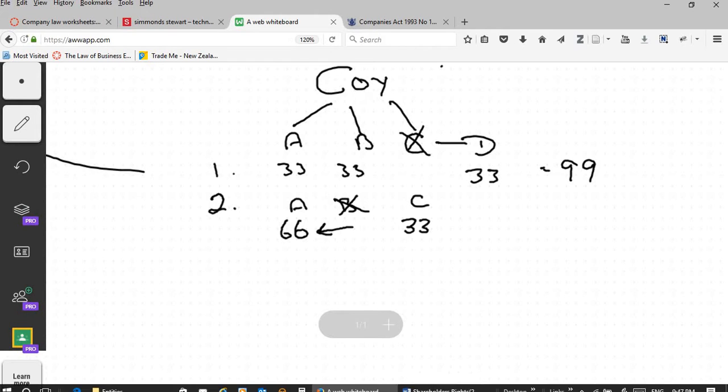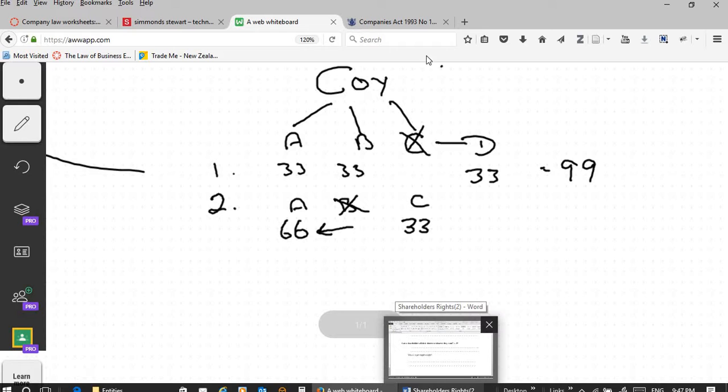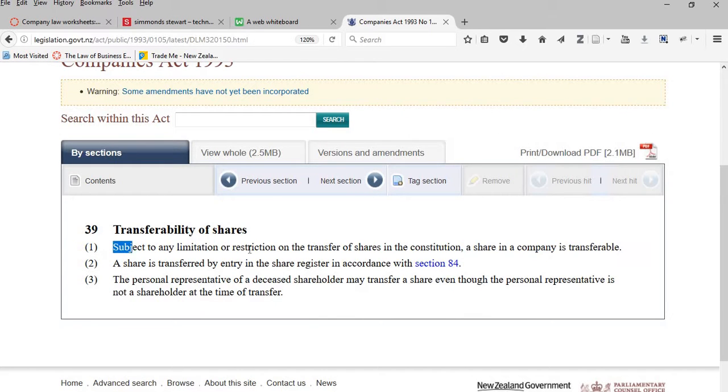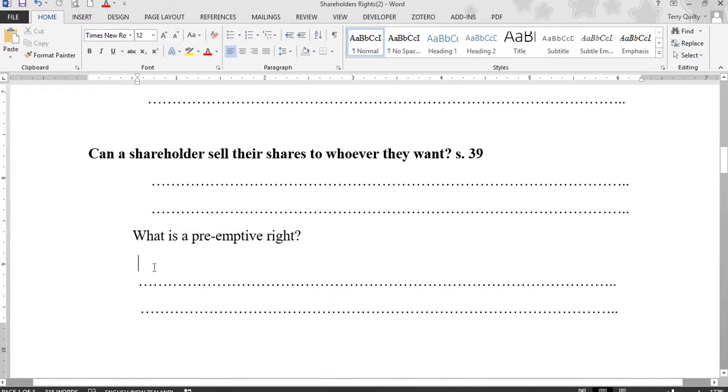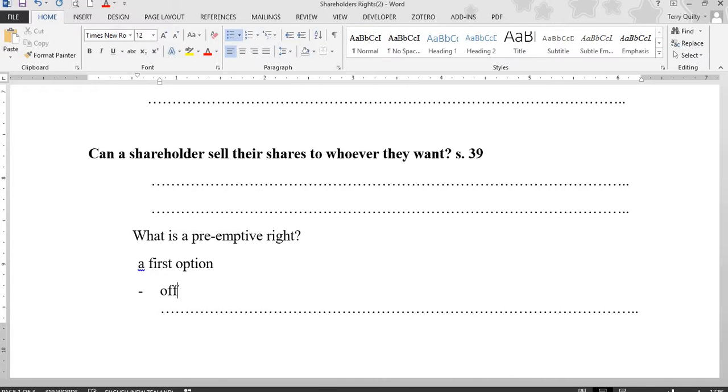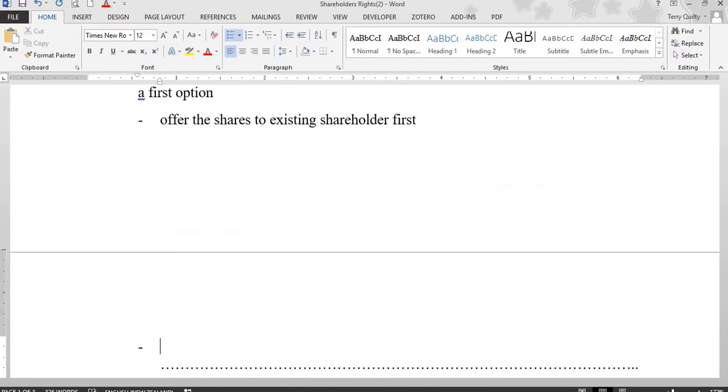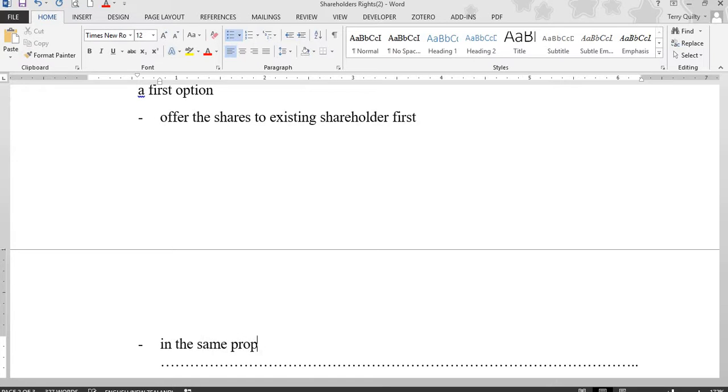Now, this is where it comes back to changing the default rule in section 39, which said subject to any limitation or restriction on transfer in the Constitution. We have this idea of a preemptive right. So a preemptive right is a first option. Now, typically in company, it means offer the shares to existing shareholders first. And it also means in the same proportion as they already hold shares.